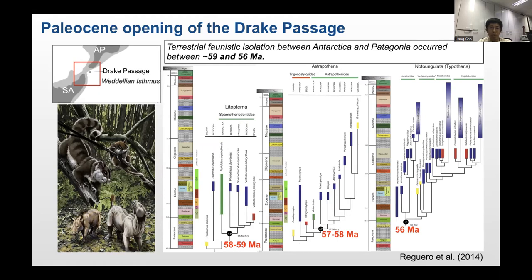speculation? The previous studies about the terrestrial phreatic isolation between the Antarctic and the Patagonia have constrained the age where this isolation occurred to between about 59 to 56 million years. This supports the opening of, at least, a shallow Drake Passage.